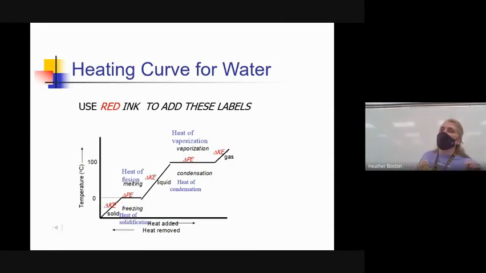So here's the important part. Make sure you label these. The flat parts or the plateaus are where our potential energy is changing. The slanted part is where our temperature is changing or the kinetic energy is changing. Notice there is no spot where the kinetic energy and the potential energy are changing at the same time. It's either one or the other. And here is a very concrete picture of the difference between heat and temperature, because the sections where we're changing potential energy is not changing the temperature. So even though we're adding heat, the temperature is not changing. That's proof to us that heat and temperature are not the same thing.